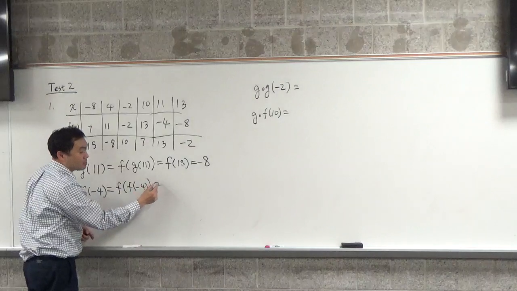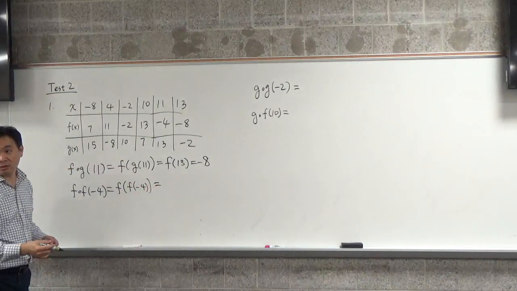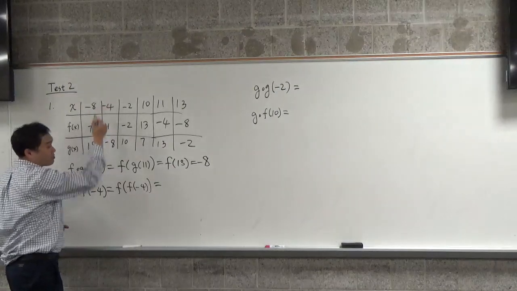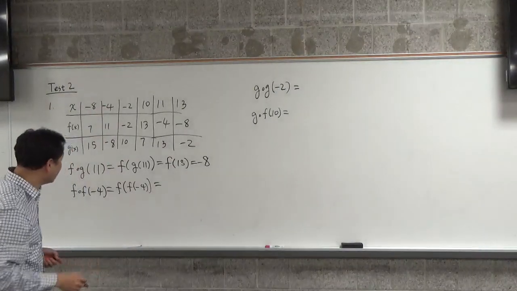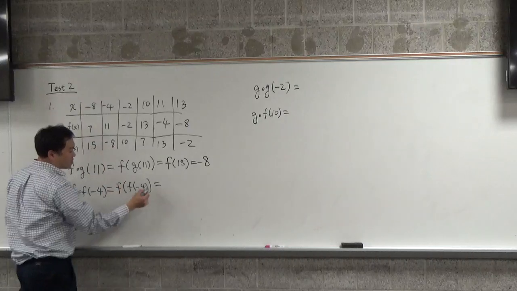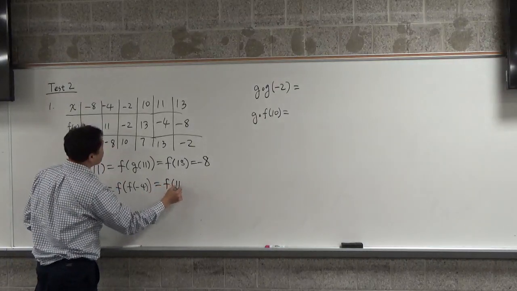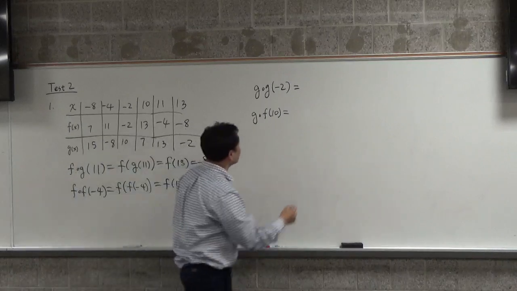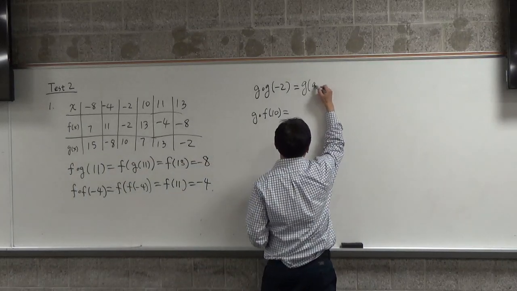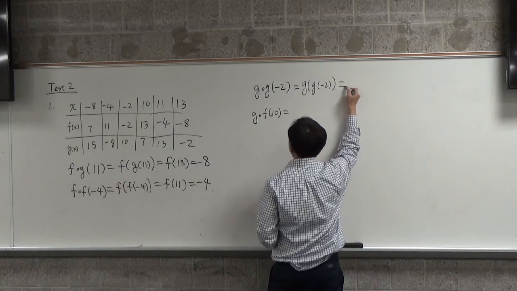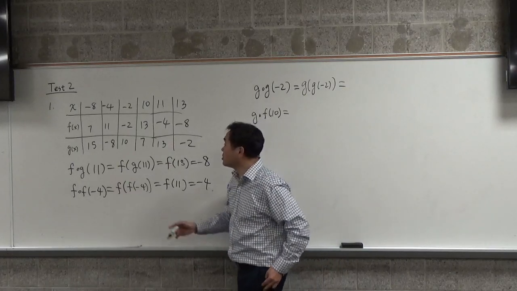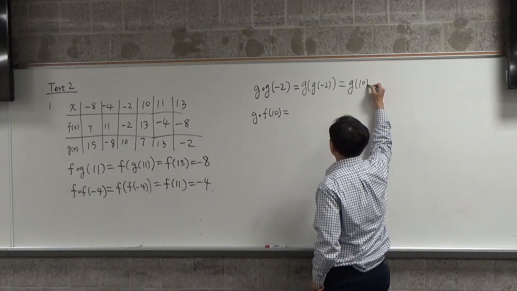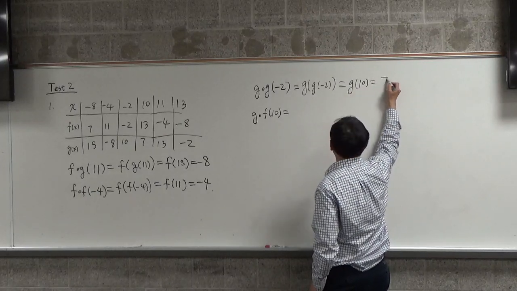Okay? Yes? There is no negative 4 in the x. Oh, sorry, this should be negative 4. Okay, and then that's f of 11, and f of 11 is negative 4. This one with g of negative 2. What's g of negative 2? 10, right? It's asking for g of 10. What's g of 10? 7.